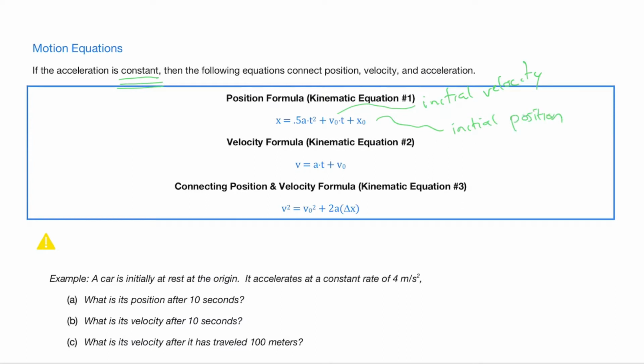The next kinematic equation gives a formula for velocity. And what it really is giving us is velocity as a function of time, so that if we know the acceleration and we know the initial velocity, then we can find the velocity at any time.